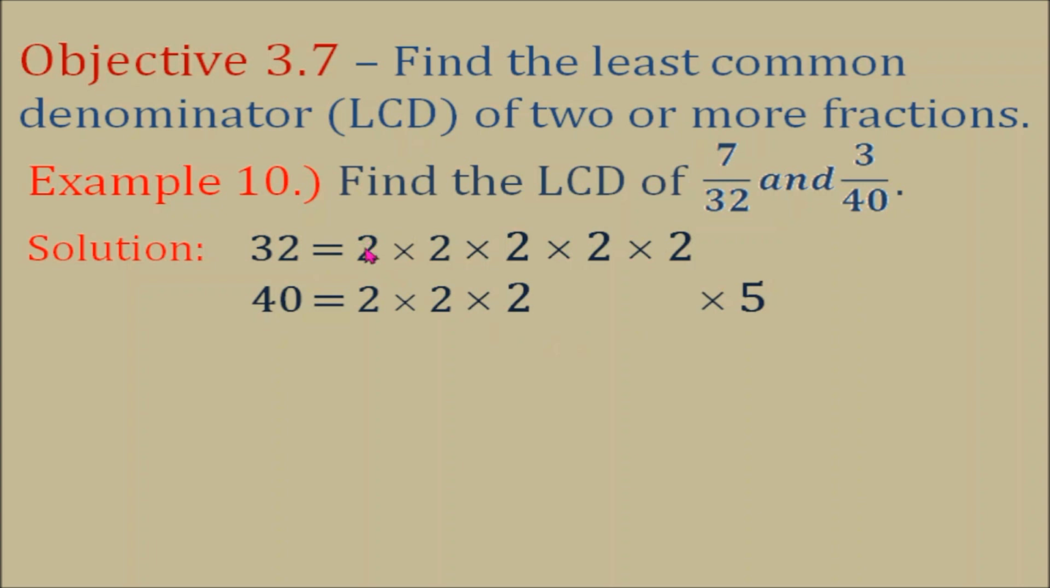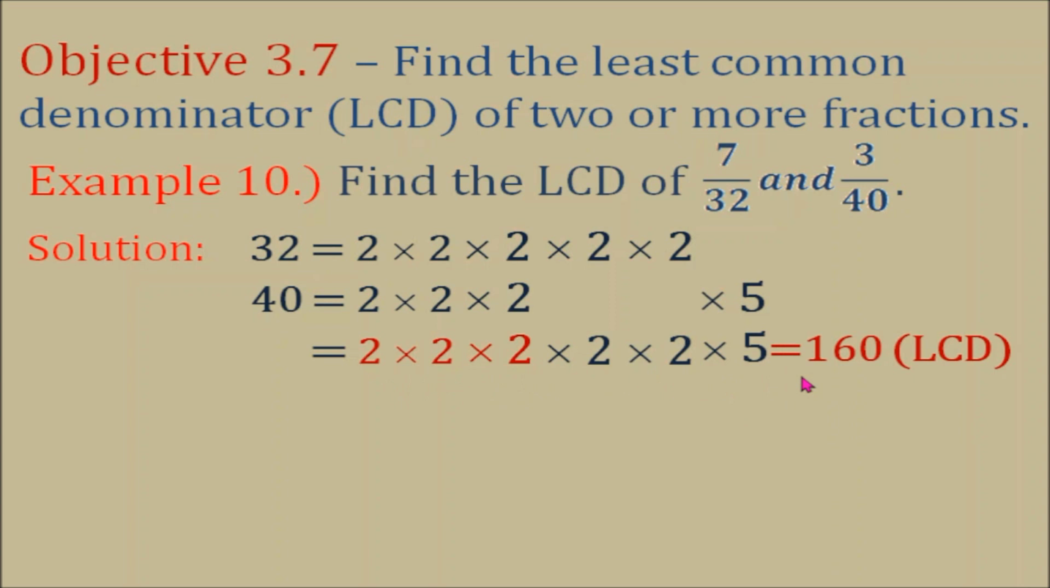Now, we are going to copy down the common factors. So 2, 2, and 2. So we have 3 2's here. And then we have 2 2's here also, not common. We will just copy them down. And then we have 5 here, not common either, so we are going to copy it down. So when we multiply all of these numbers, we will get 160, and this is our LCD.